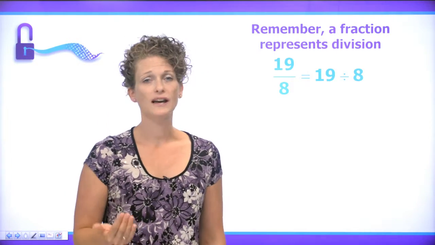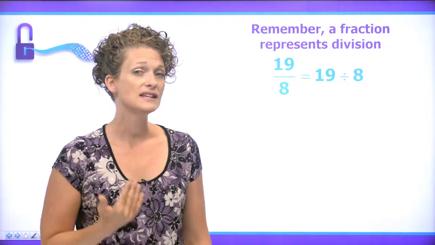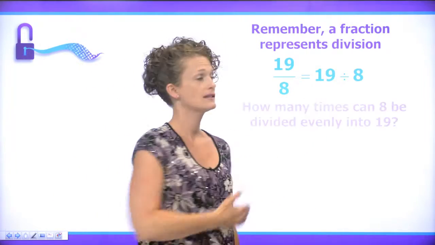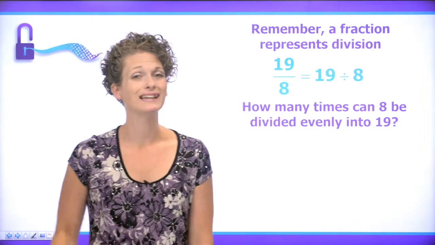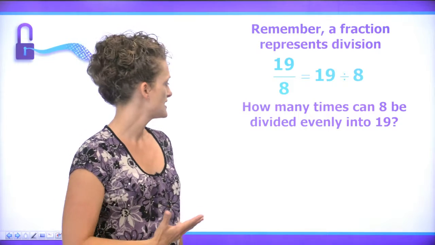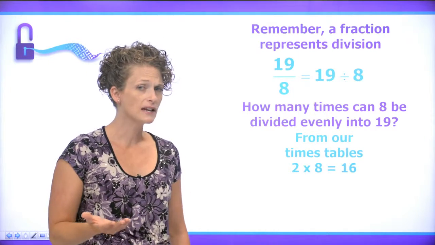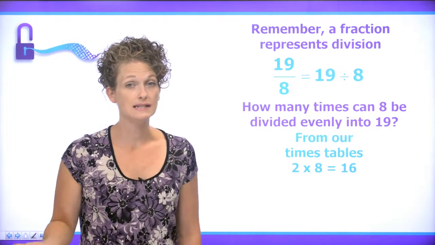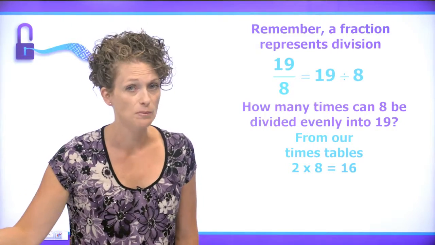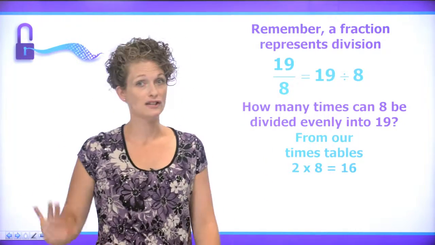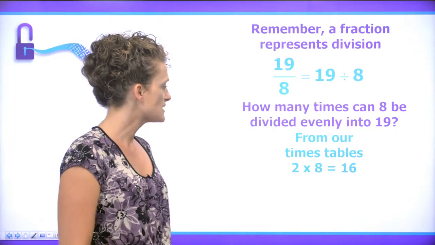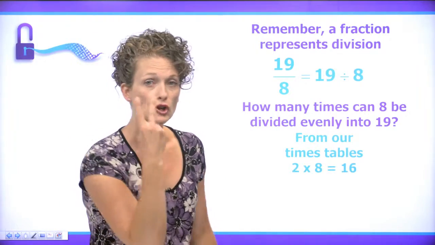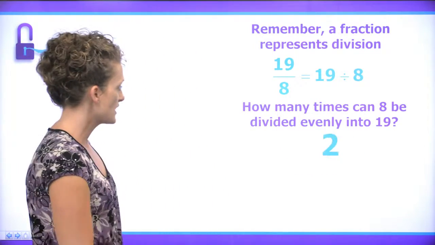And when we divide, we're looking to see how many times can 8 divide into 19 evenly. So what does that mean? Well, we know from our times tables that 2 times 8 is 16. We can't go any bigger than that because then we'll be greater than 19, and you can't have that. So 2 times 8 equals 16. That means we have 2 wholes. So we get a 2.